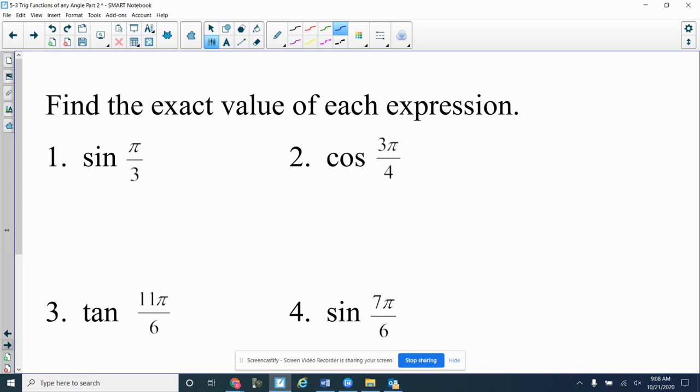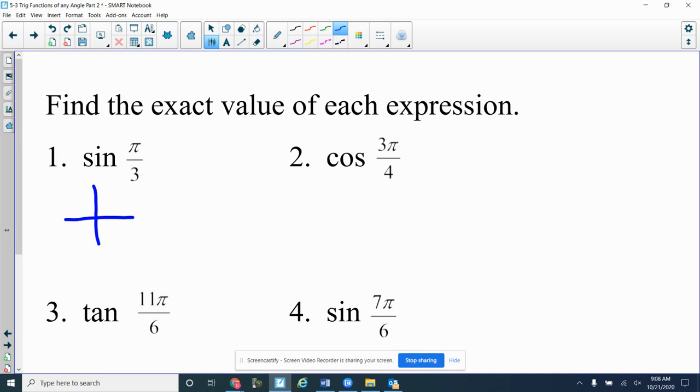Let's start with the sine of pi over 3. On your unit circle, find pi over 3. Stare at it as if it's your best friend, unless you're fighting with your best friend.